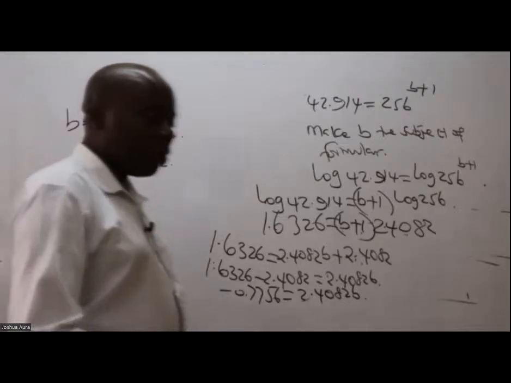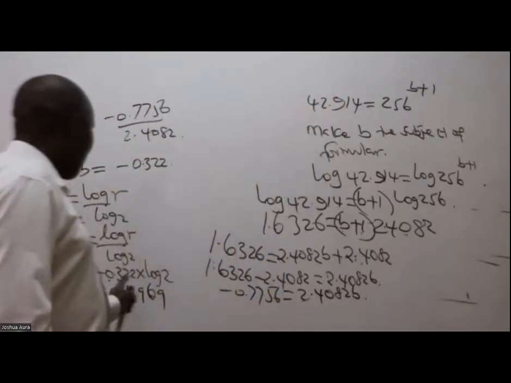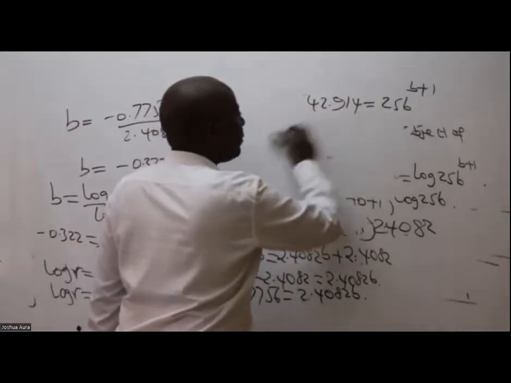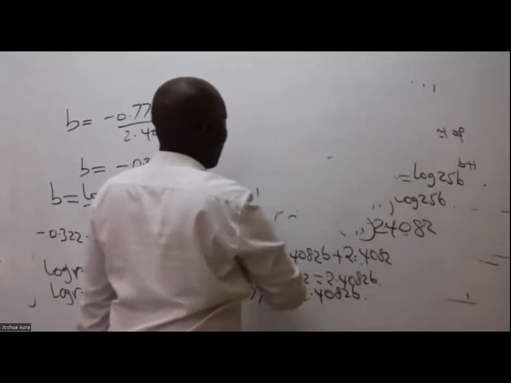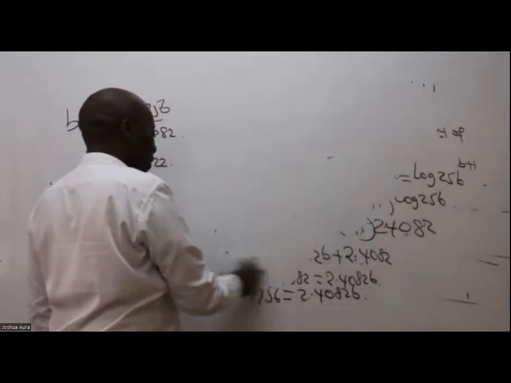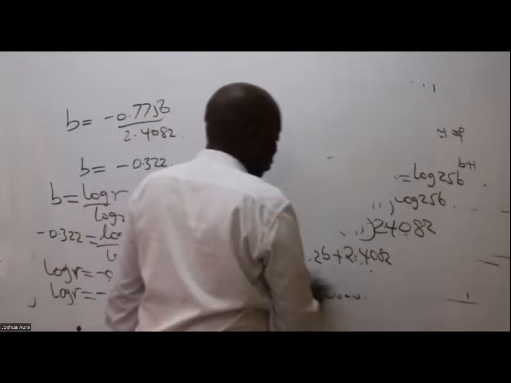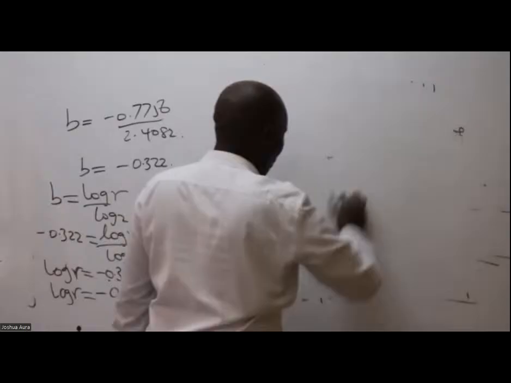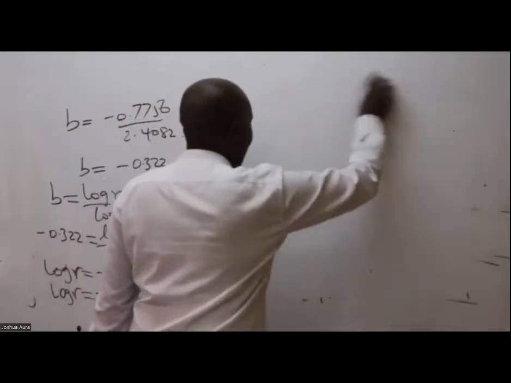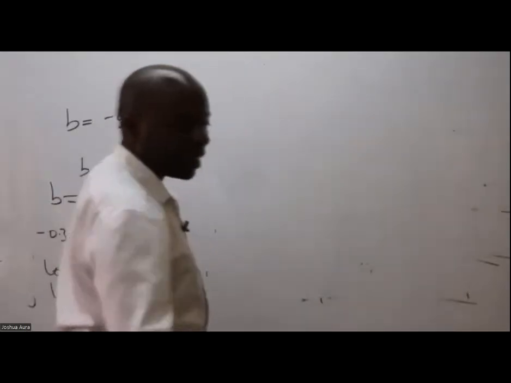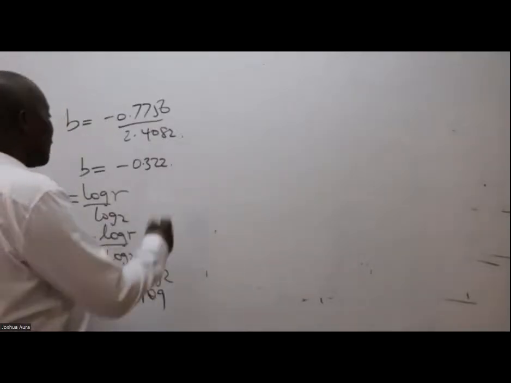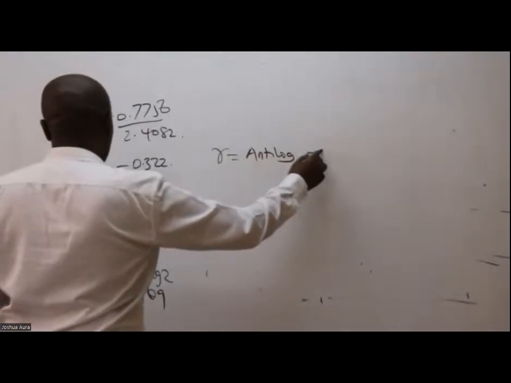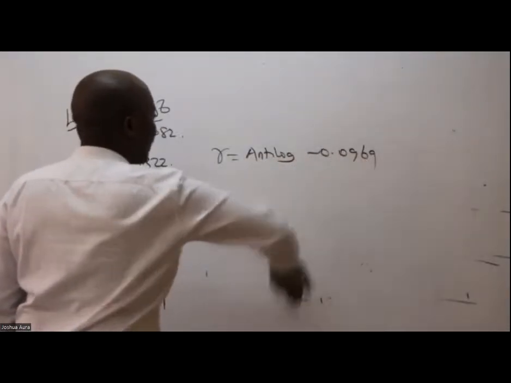So when I want R alone, the logarithm has to be taken to the other side of the equation. When it crosses over, it changes its color to antilog. So it means automatically that R will be equal to antilog of negative 0.0969, like that.